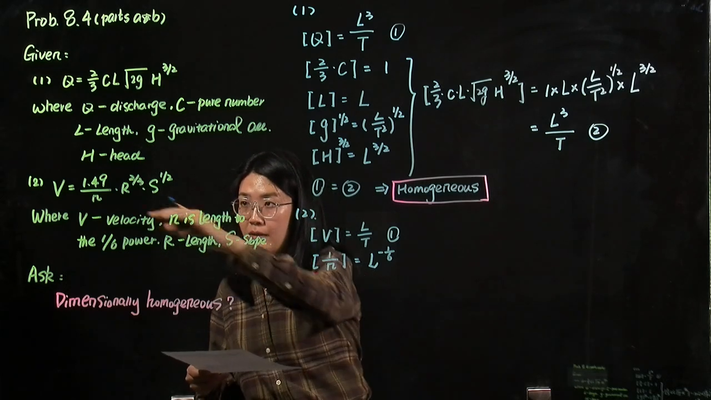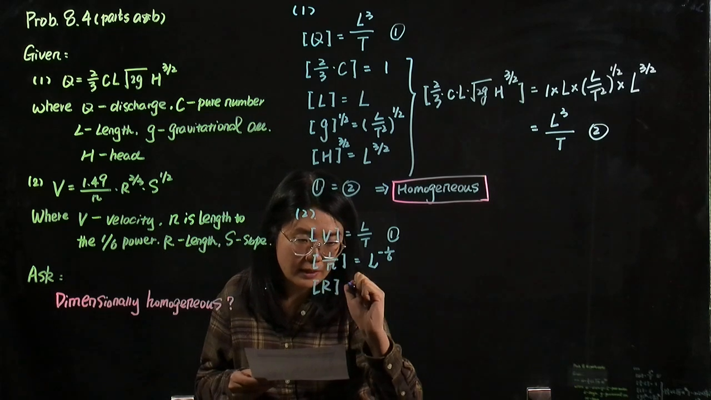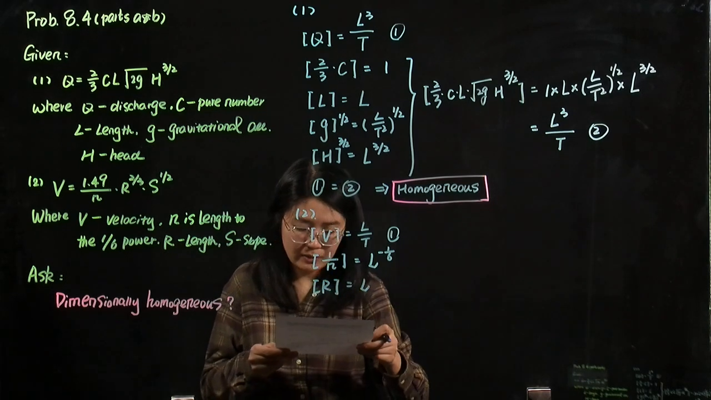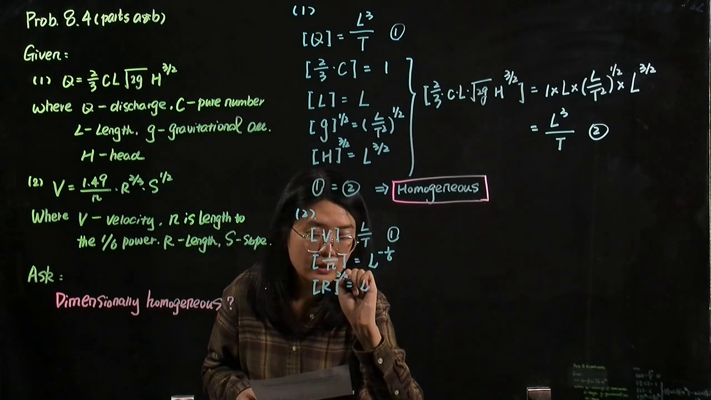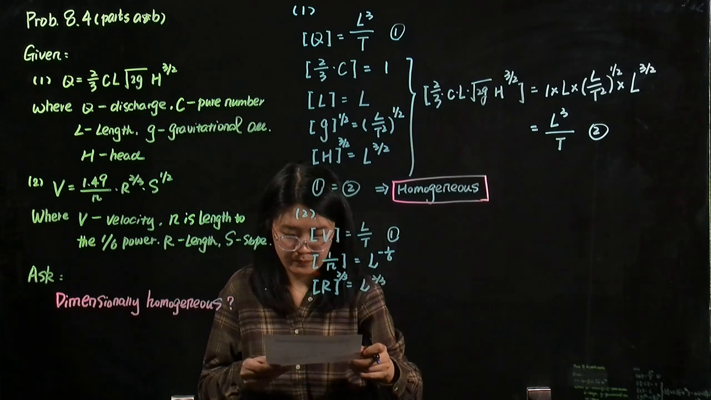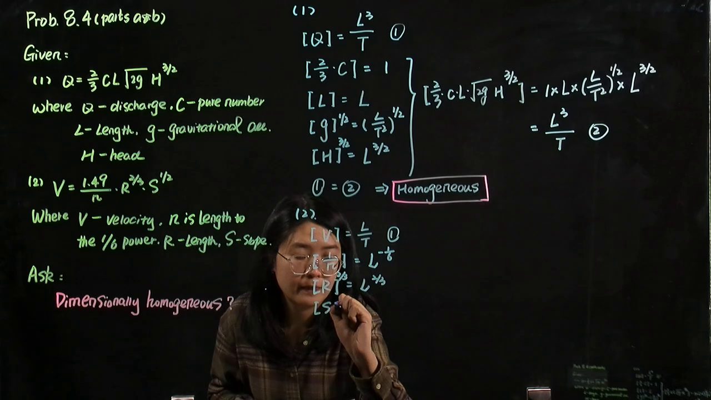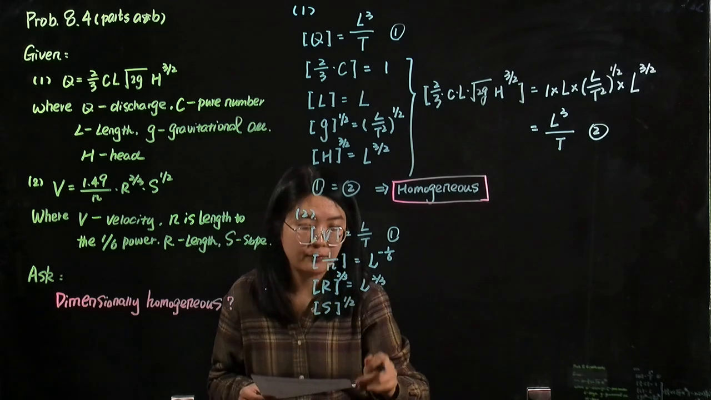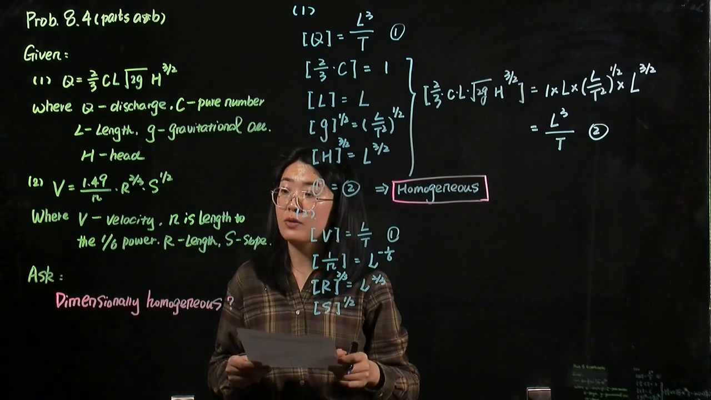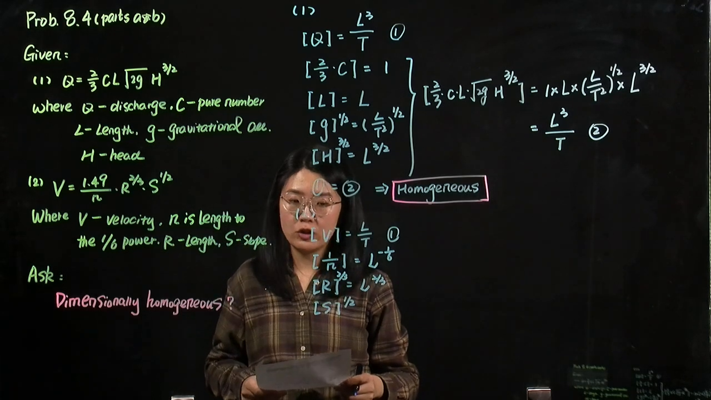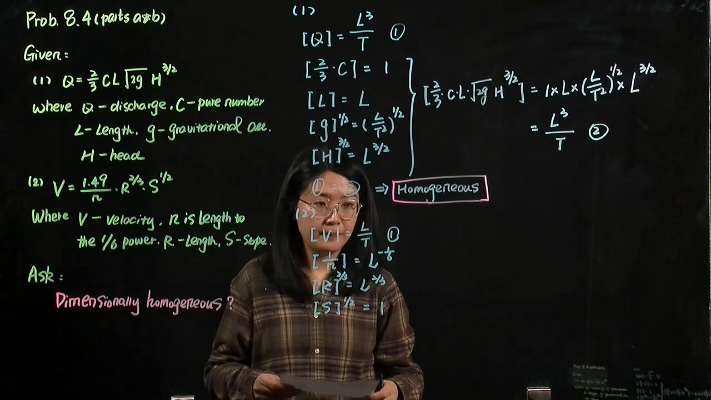And then this R is a length, right? So the dimension equals L, but we need to pay attention, it has a power, which is 2/3. And then S is a slope. The power is 1/2. Because the dimension of the slope should equal 1, it will be 1.